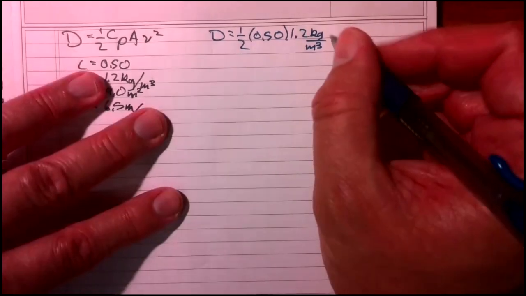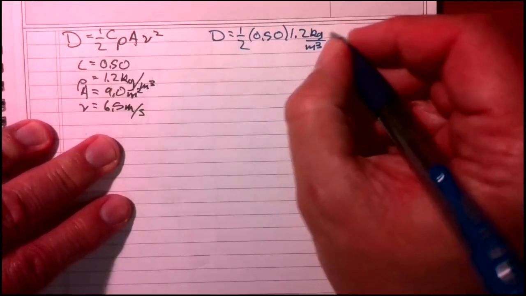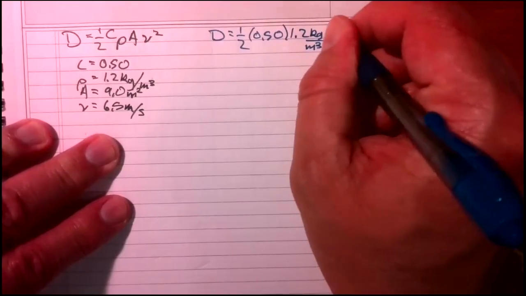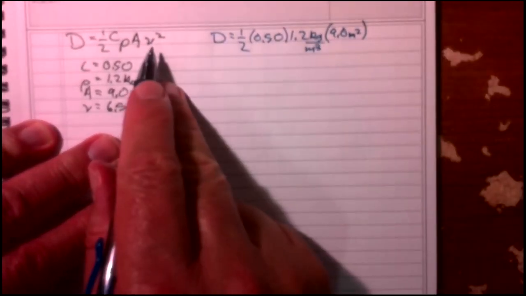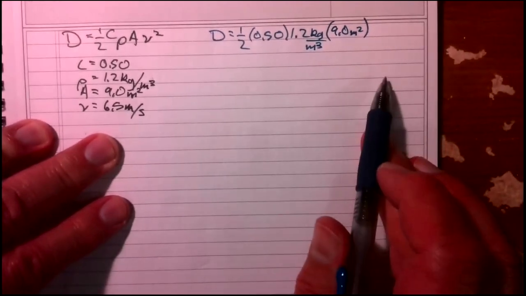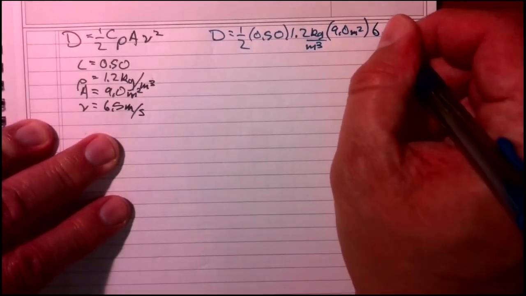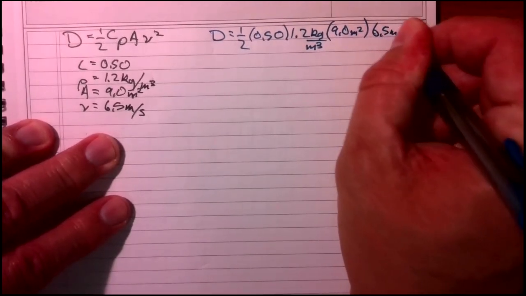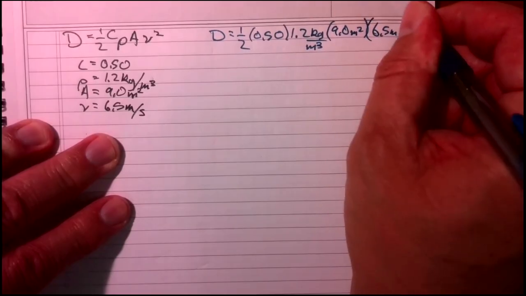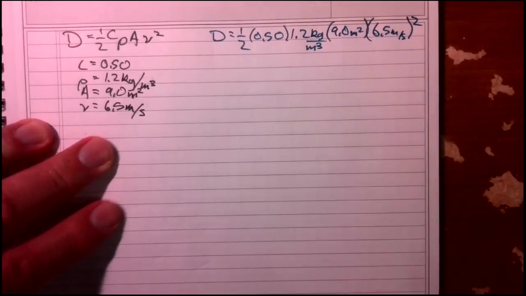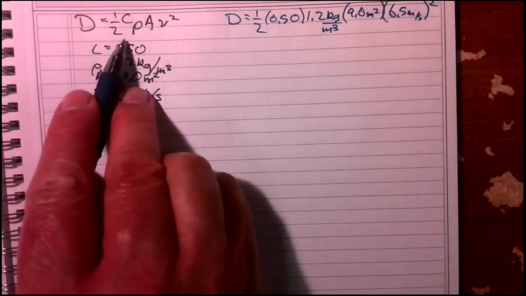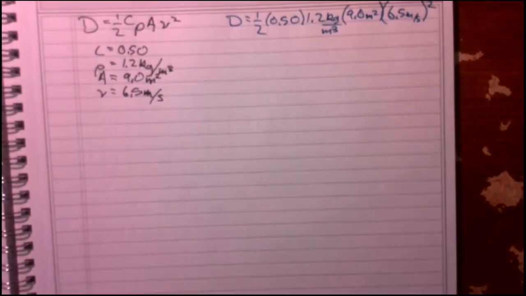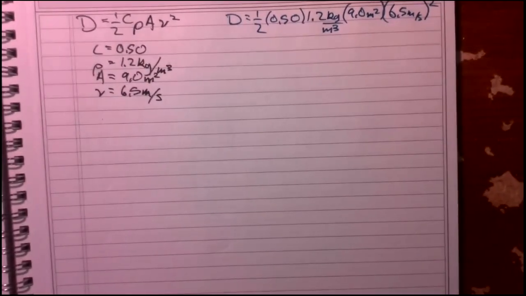But anyways, now let's put in the area here. So the area is 9.0 meters squared. And then the velocity, our velocity is 6.5 meters per second, and then that should be squared there. All right. So part A is I think pretty straightforward. We just had to look back and get the force of drag here, but that wasn't too bad.